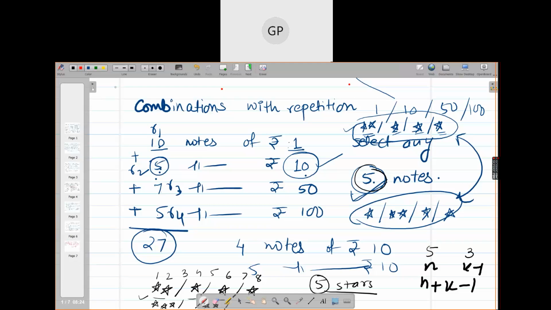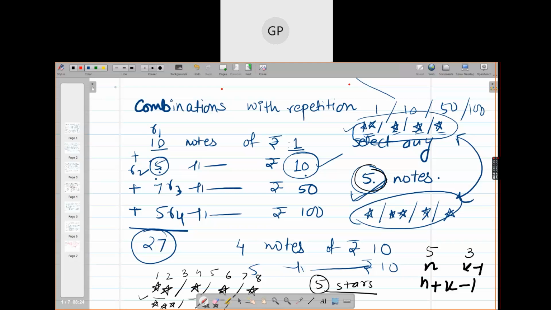from available R1 objects of type 1, R2 objects of type 2, RK objects of type K. For example, if I have 10 notes of rupee 1, 5 notes of rupees 10, 7 notes of rupees 50, and 5 notes of rupees 100, we are ignoring the numbers printed on the notes, so they are identical for us, and I want to select 5 notes from this. In how many ways can I do this?